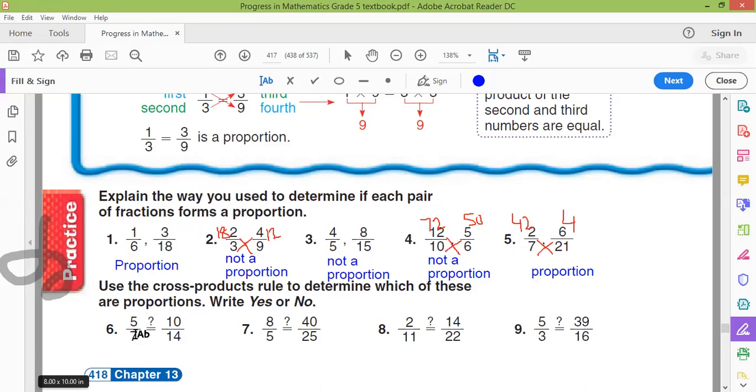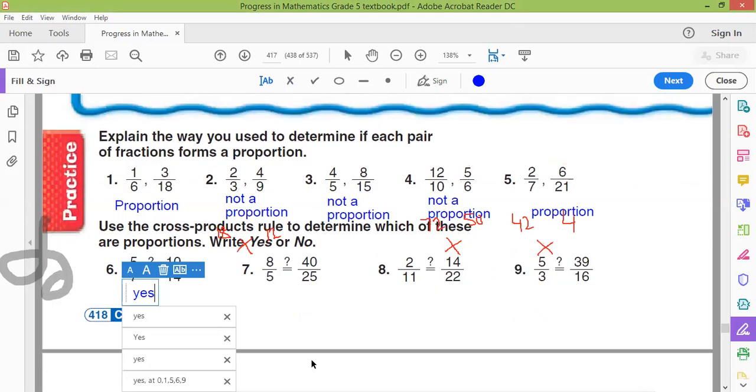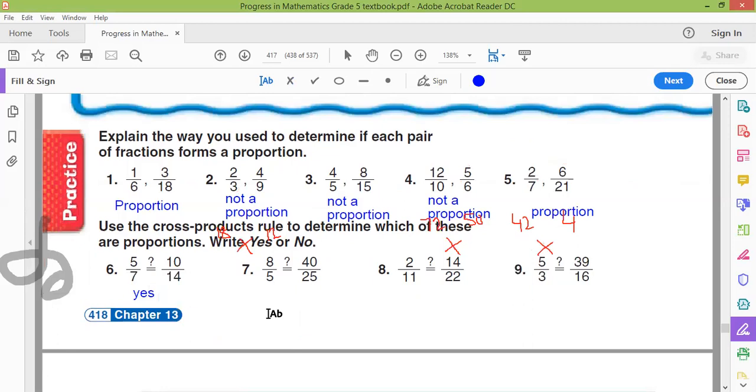5 over 7. 5 multiply 14 is 70 and 10 multiply 7 is 70. They are equal. I said equal, you say no. So write here yes. They said it's right here, yes or no. So I will write only one.